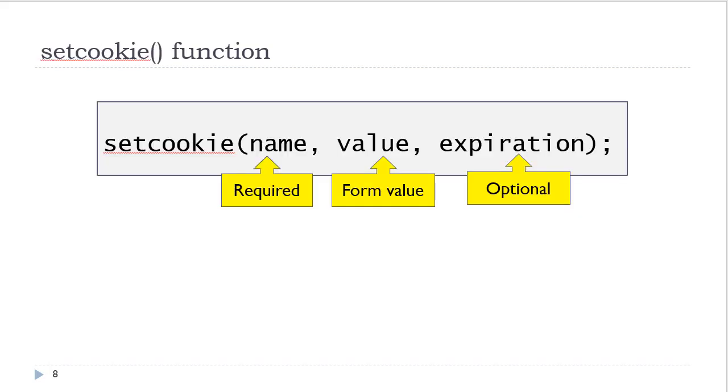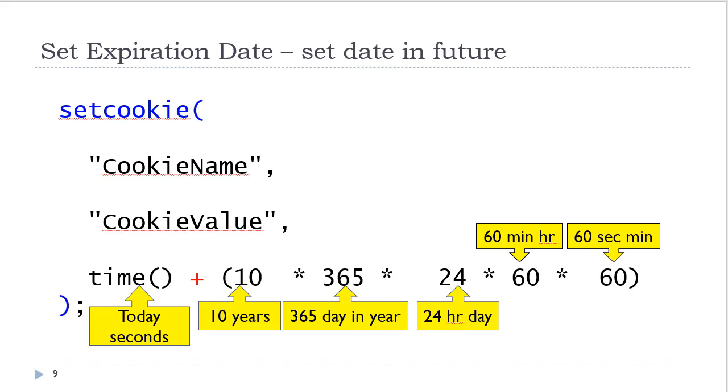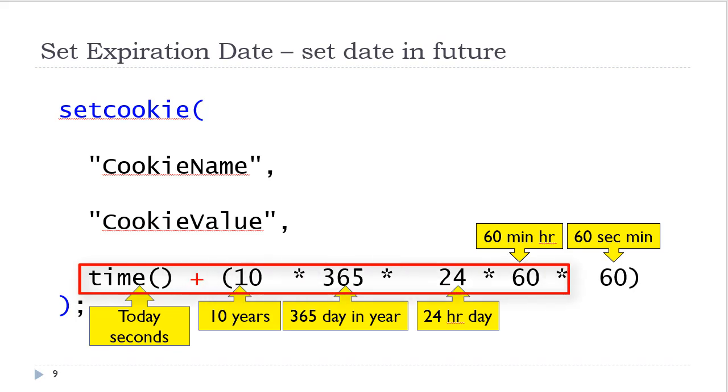So most typically, when you create a cookie, you would be using the setCookie function, and you would be specifying a name. The value, as I said, typically comes from a form. The expiration is optional, but you probably would want to set that. This is an example of how you would set an expiration date. You would use the PHP time function, which essentially holds all of the seconds from January 1st, 1970 up until the present day. And then you would add some values.